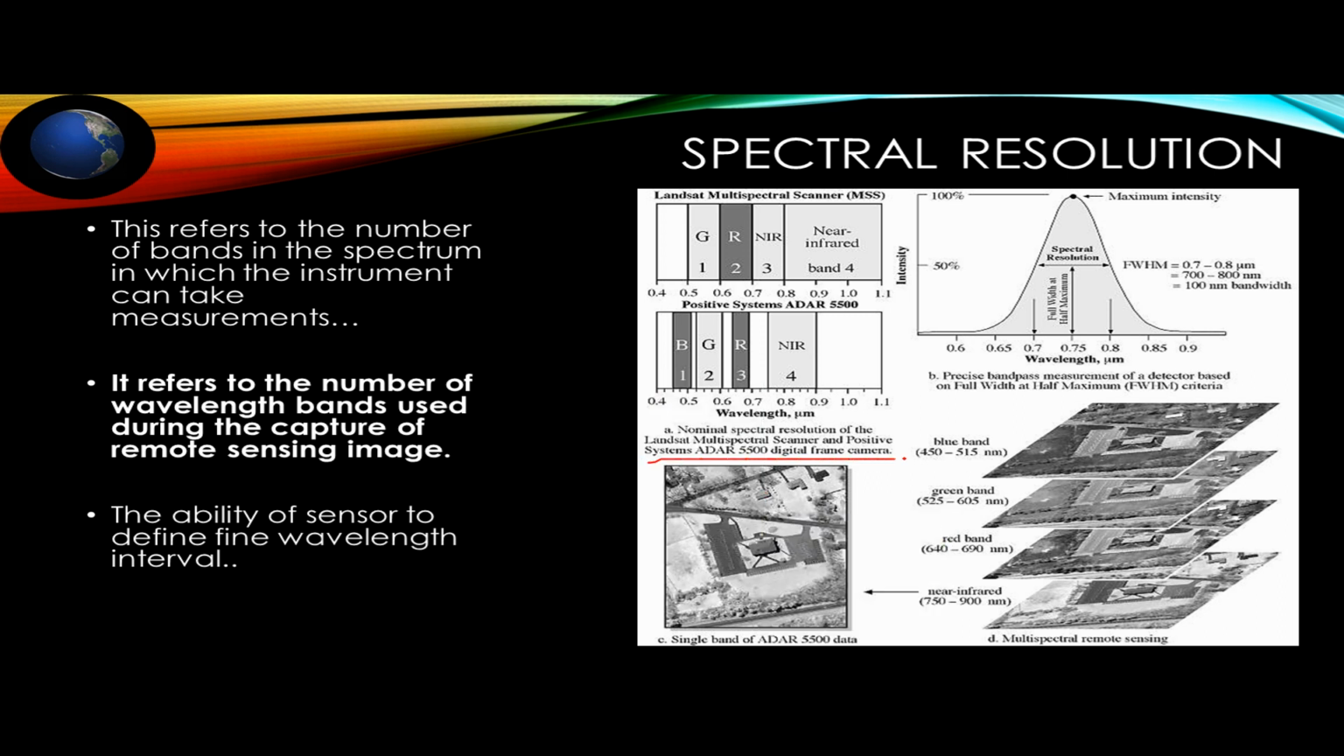And the number of bands. If you see here, blue band, green band, red band, near infrared band, four bands are appearing. So how the image will look, this is the multispectral sensor. So the finer the band is, the clearer the image, or the clearer the earth feature you can visualize through your eyes. Okay.